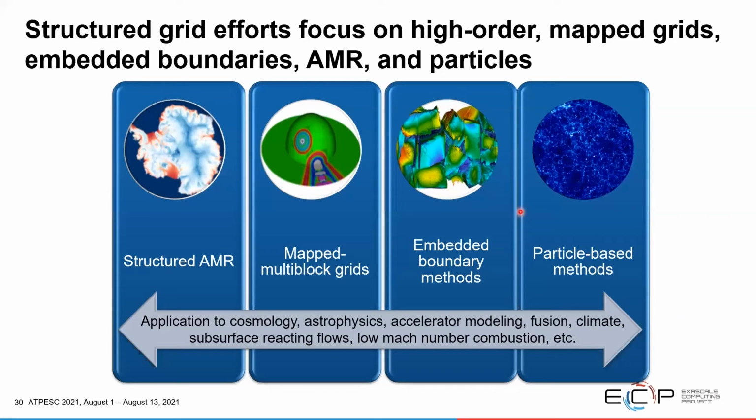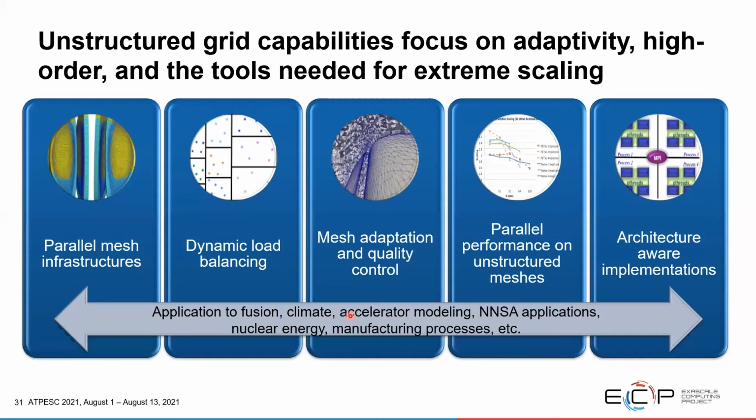Here are some of the different efforts we will be looking at, like structured grid efforts. They focus on certain high order mapped grids and adaptive mesh refinement, etc. And so there are a lot of different applications here, cosmology, astrophysics, subsurface, etc. Then you might also need unstructured grid capabilities if you have a more difficult problem that cannot be expressed in a structured way. You have to deal with load balancing, etc., architecture-aware implementations. But again, these are used in fusion, climate, nuclear energy, etc.